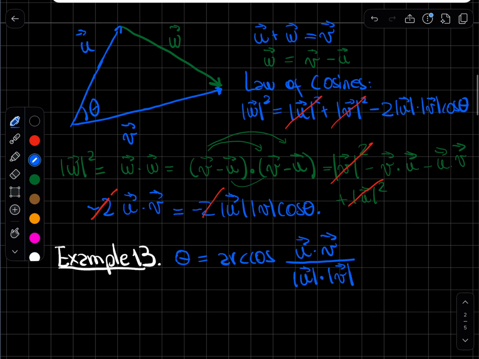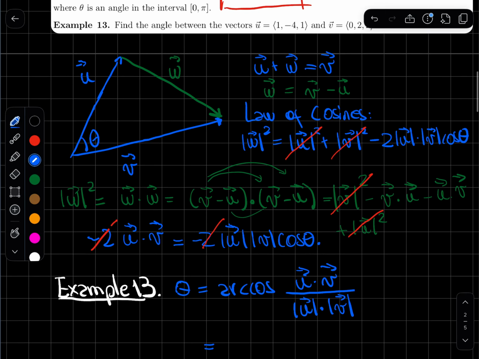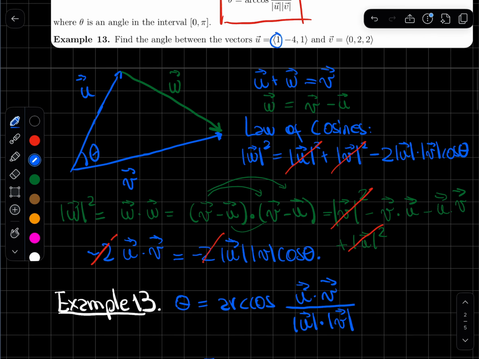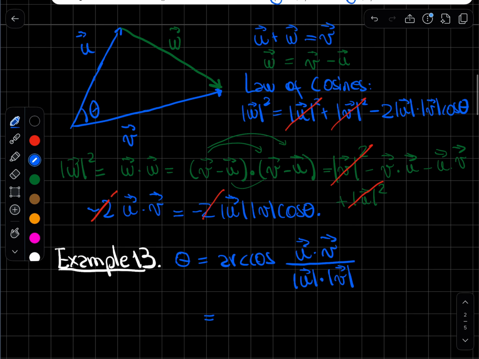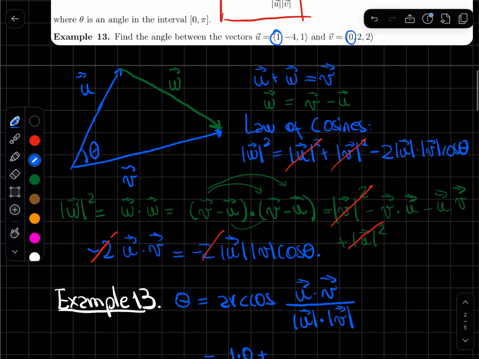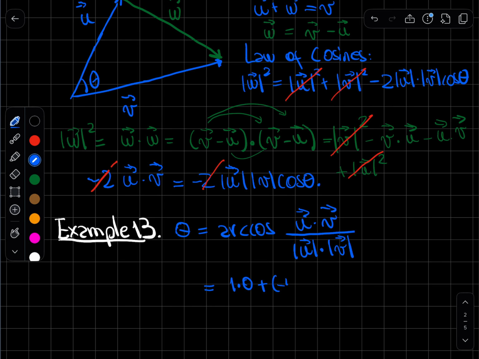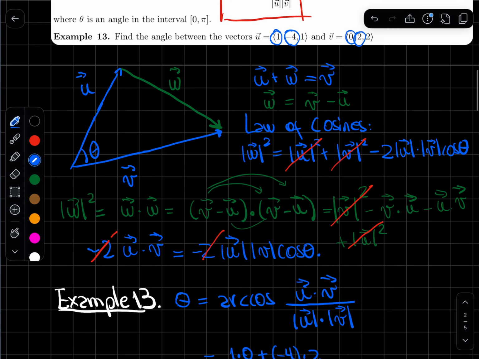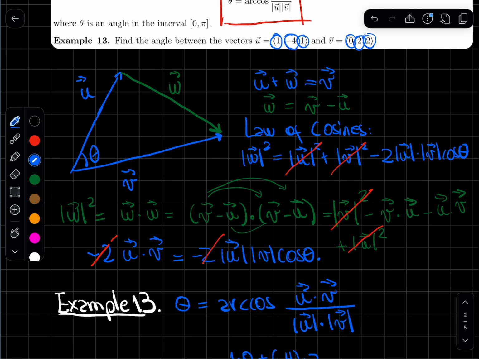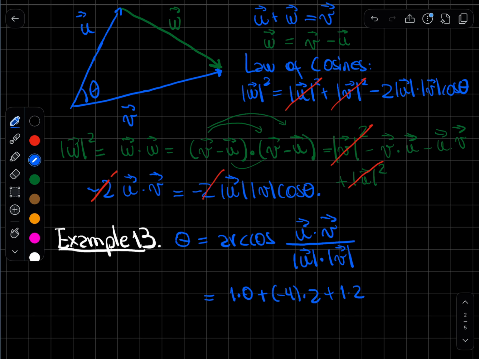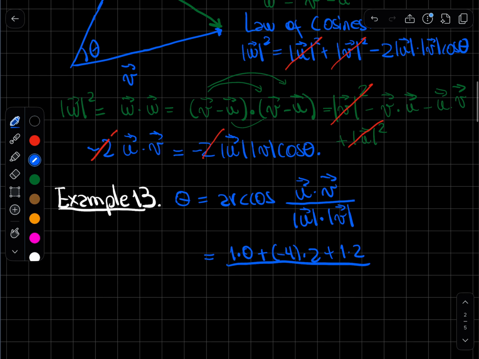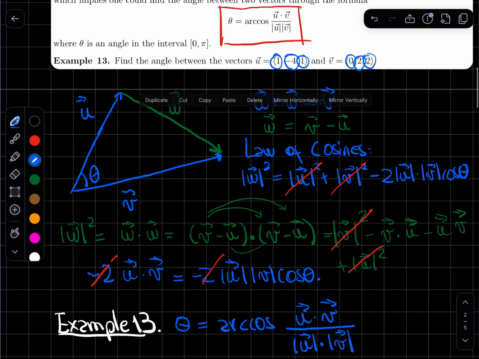So first of all, I'm going to calculate the dot product. It will be 1 times 0, plus negative 4 times 2, and then 1 times 2. So that's the top of the fraction, the dot product. The bottom of the fraction will be the magnitude of u times the magnitude of v. So I have to calculate that.